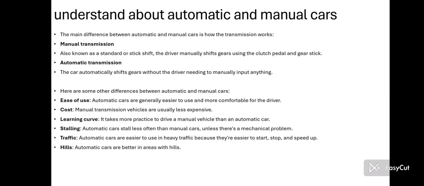Automatic transmissions are more expensive to produce than manual transmissions, so they are generally more expensive to insure. However, there is no difference in regular motor insurance costs for automatic and manual transmission vehicles. And an automatic car is easier to use than a manual car, and it will be very useful in traffic and on hills. Actually, this is about automatic and manual cars.